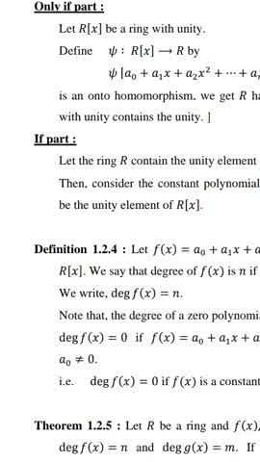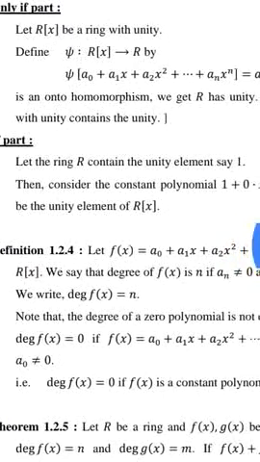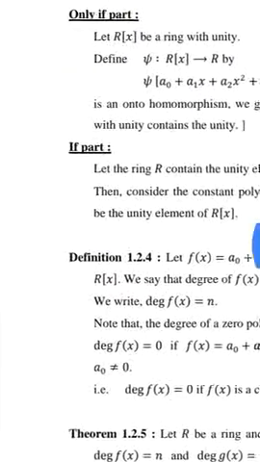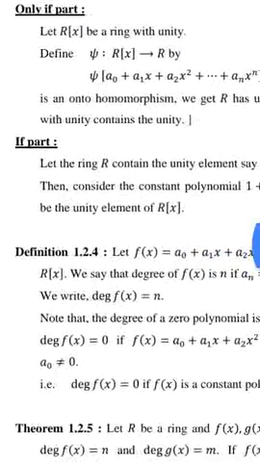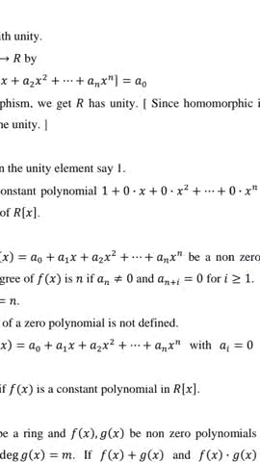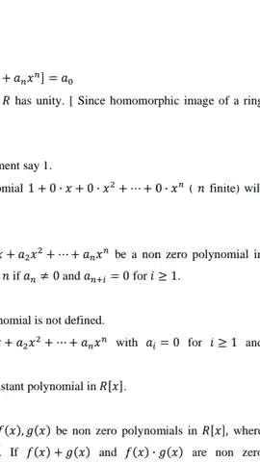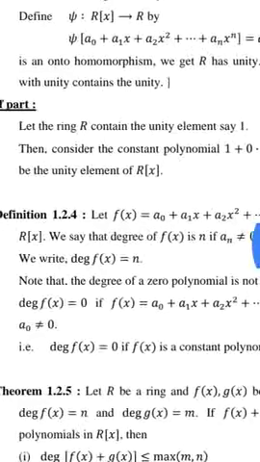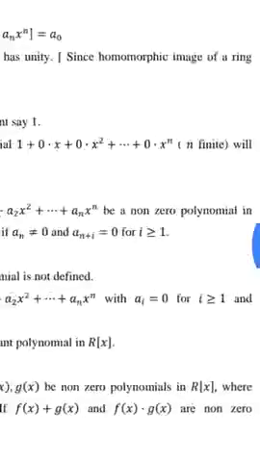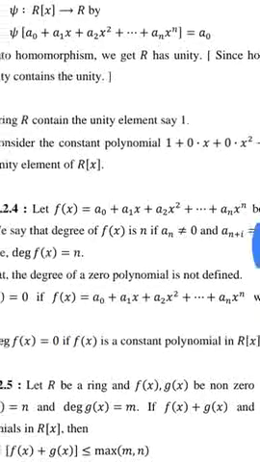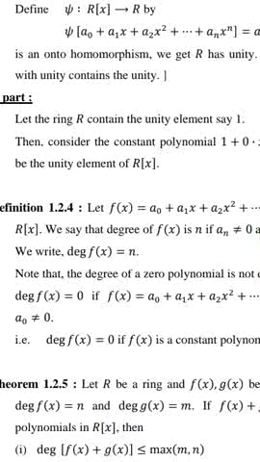If part: Let the ring R contain the unity element 1. Then consider the constant polynomial 1 + 0x + 0x² + ... + 0xⁿ, where n is finite. Let f(x) be any element of R[x].